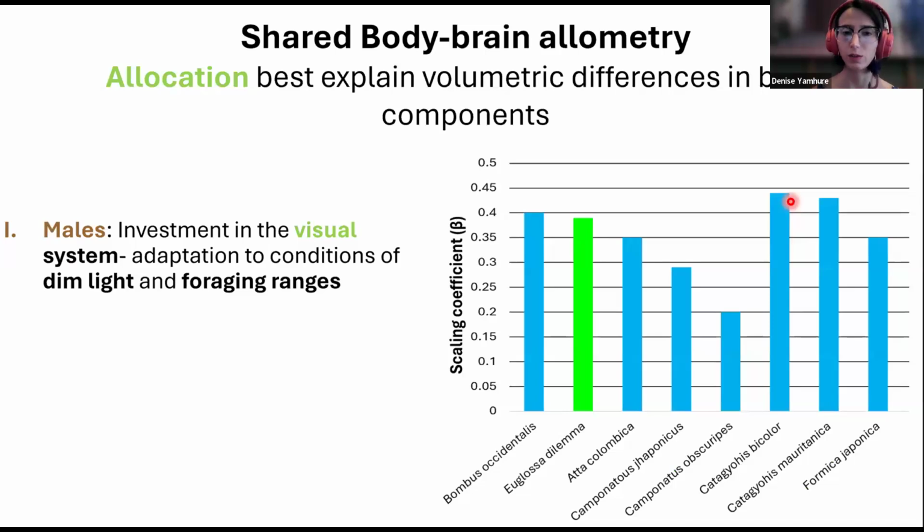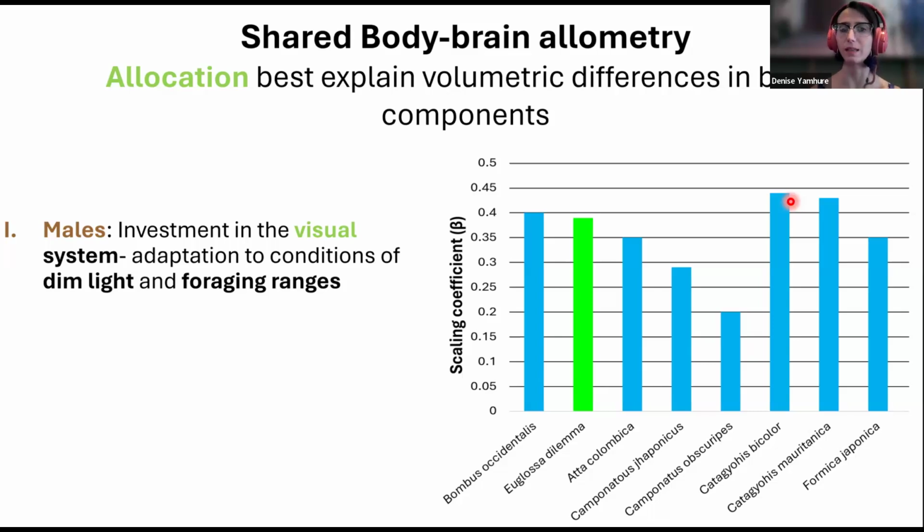And lastly, just to finish the talk, I want to say that after we looked at the different brain regions, we however see that both sexes share the same body to brain allometry, which means that it's more the allocation of the energy investment that is really driving those volumetric differences rather than a complete investment on neural tissue.